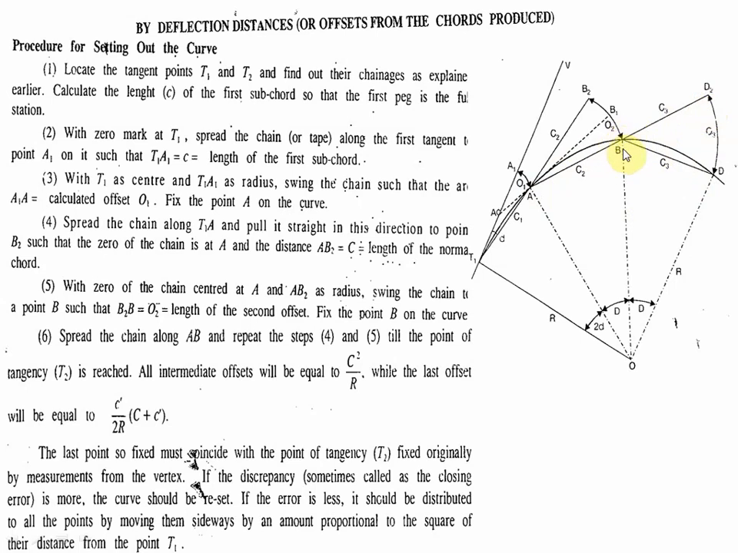Again, keeping the end of the tape here as center and taking this length BC2 as radius, swing the tape here equal to O3. You should swing this to the length of O3, offset 3. Consider if this length is about 0.6 meter, you have to swing this tape up to 0.6 meter, that is, offset 3 equals 0.6 meter. Next mark that point D. That will be your third offset.